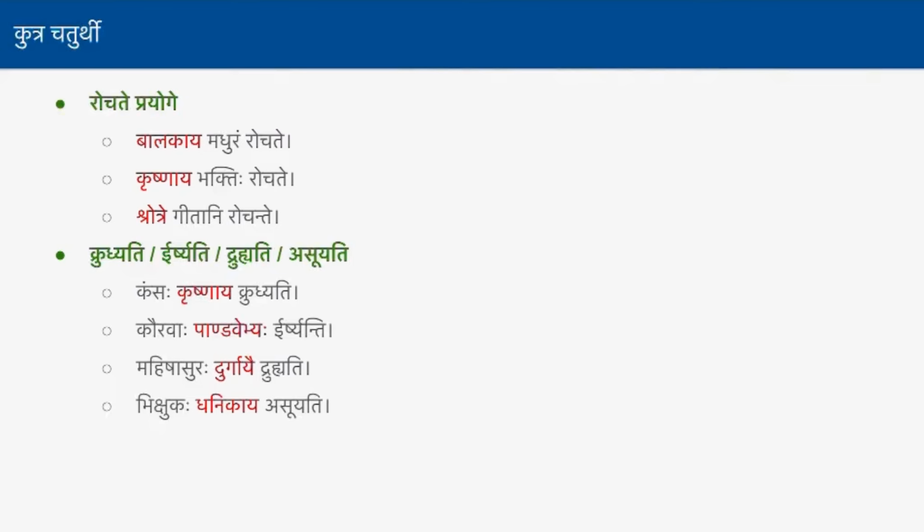Okay, all the four, please translate once again. Druhyati also means droha, and that means to hate and to injure or hurt. So in that way, Mahishasuraha Durgayai Druhyati: he hates Durga. That way we can take a meaning. Hates or harms or injures Durga, maybe during the battle.